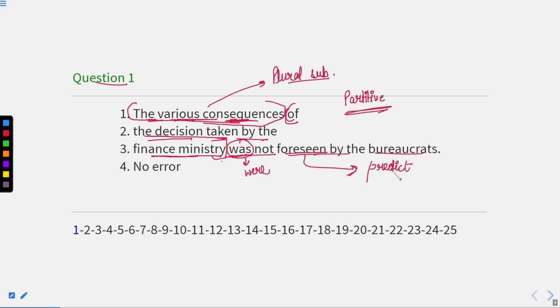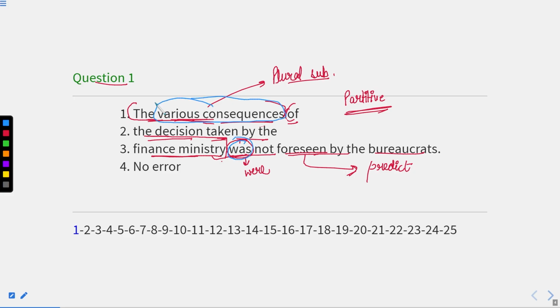It means they did not think about what will happen in the future, or what is going to happen in the future. So the various consequences of the decision taken by the finance ministry were not foreseen, because we are talking about the consequences. These are the subject, and this "was" is actually the verb, whereas various consequences are the subject.